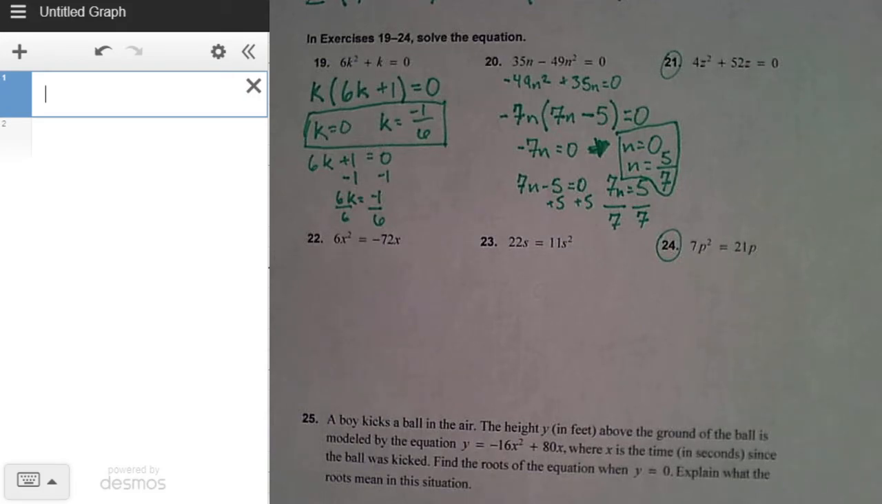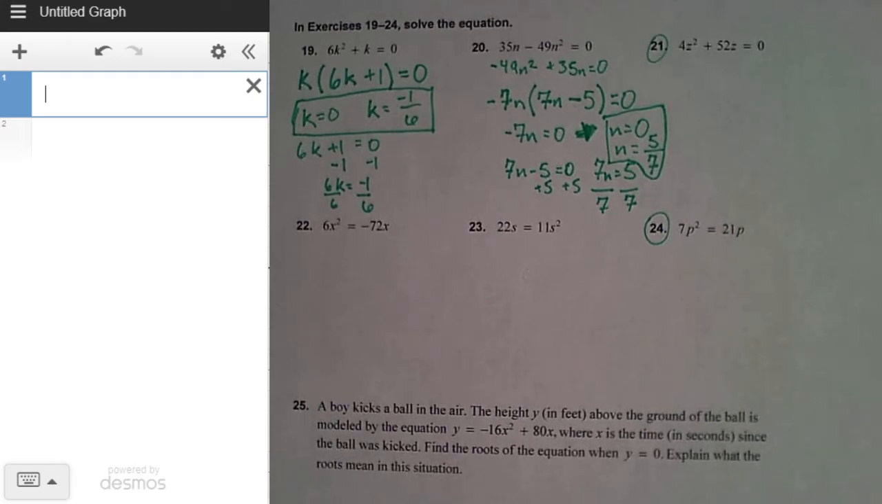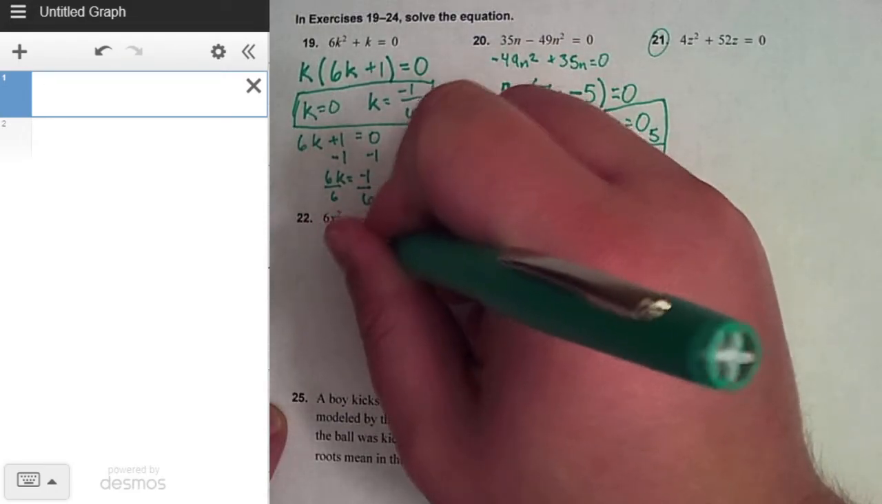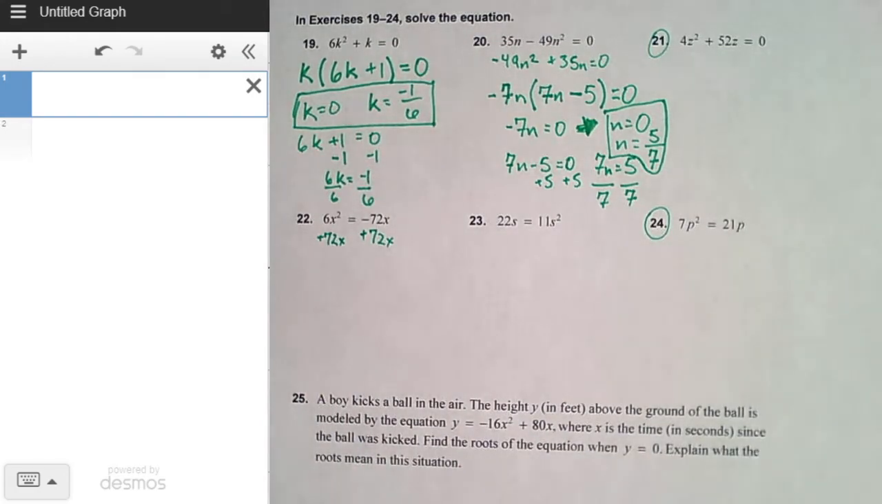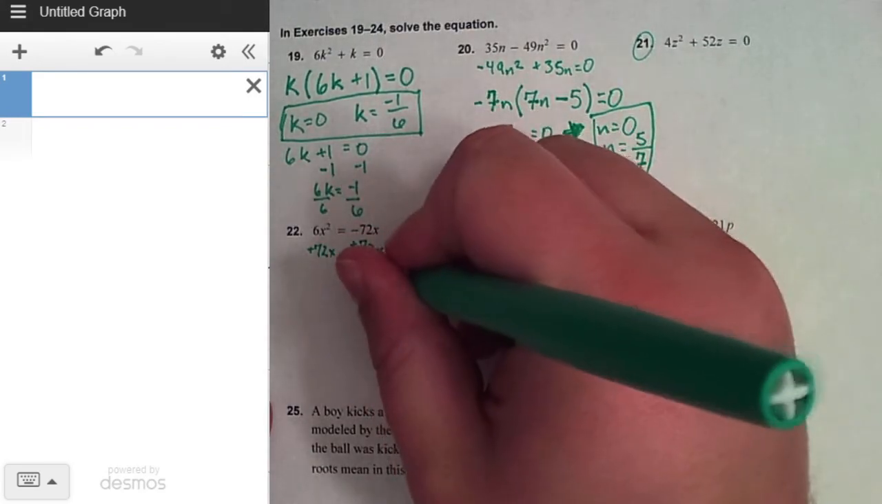So, some thoughts there. So we're going on to 22 now. In 22, we have 6x squared is equal to negative 72x. What we just notice here is we need one side of the equal sign to be equal to 0. So that means we need to move all the terms over to the other side of the equal sign. So we're going to start by adding 72x to both sides of the equal sign. And that's going to undo this negative 72x and leave us with 0 on that right-hand side.